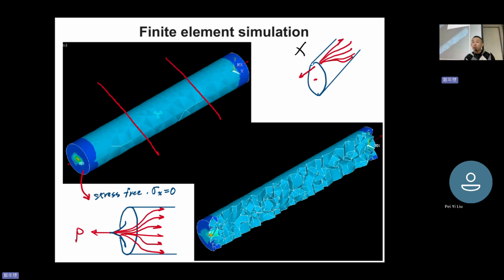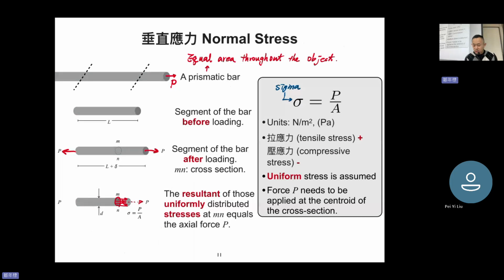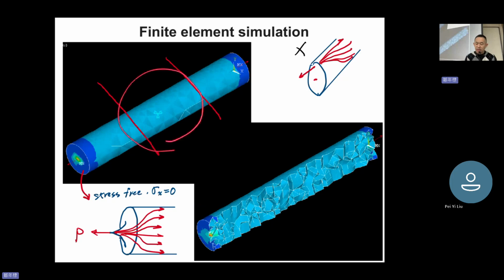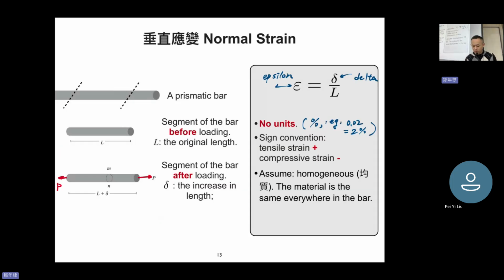So please don't think that this definition, sigma equal to P divided by A, applies everywhere. No, it's not constant, okay? Only this part is uniform. You can say the stress is uniform and constant, P divided by A, but at other positions, no. This is a really important concept I would like you to remember, okay?